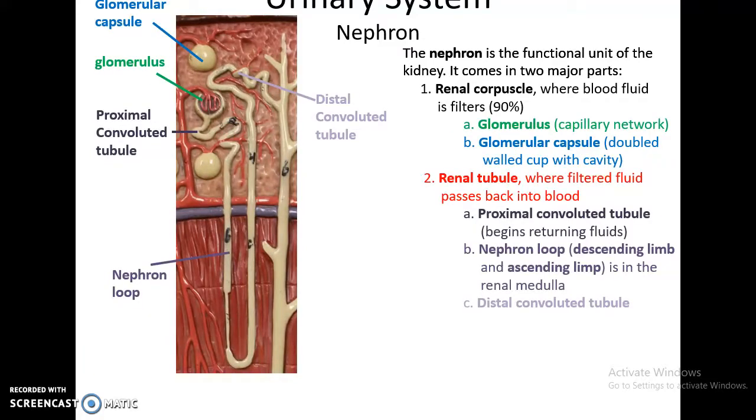So the renal tubule has a few major regions. You have the proximal convoluted tubule that comes directly after the glomerular capsule. This is followed by the nephron loop, which dips down into the renal pyramid. It has a descending limb and an ascending limb. And then it leads to the distal convoluted tubule, which will then connect up to the collecting duct, which collects the urine.